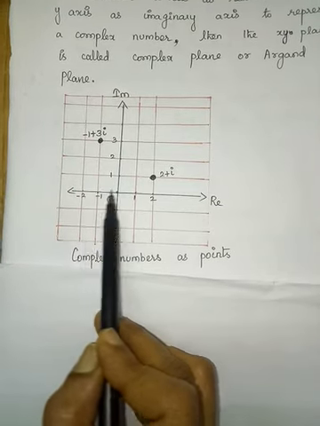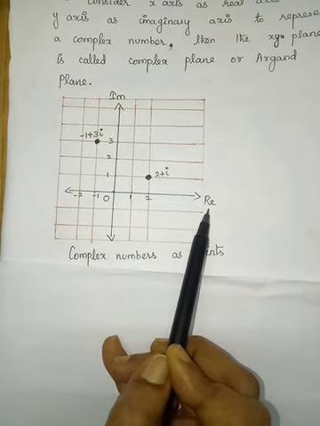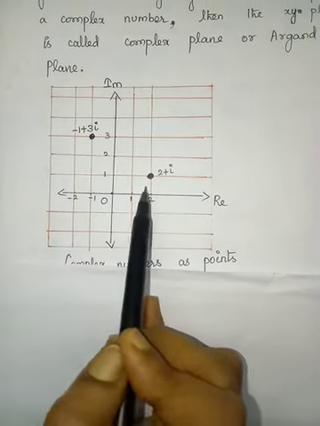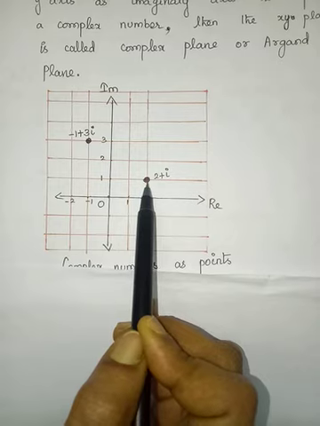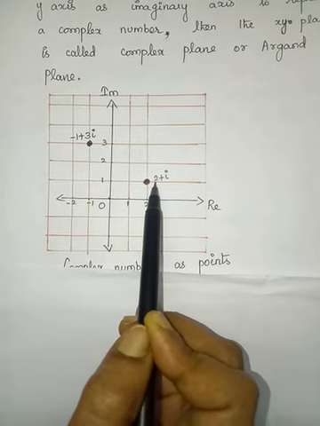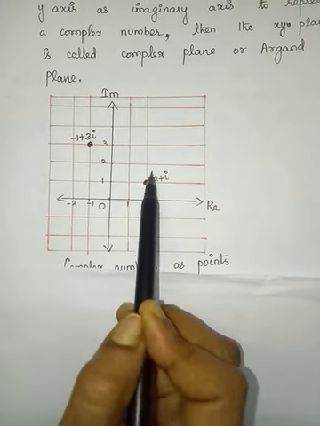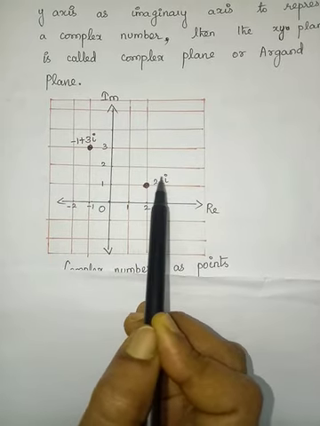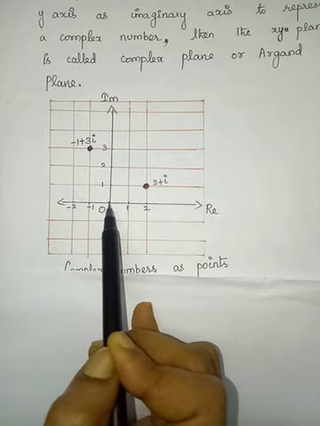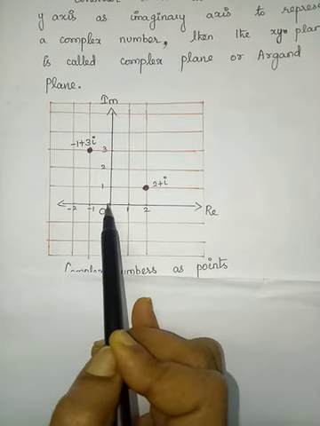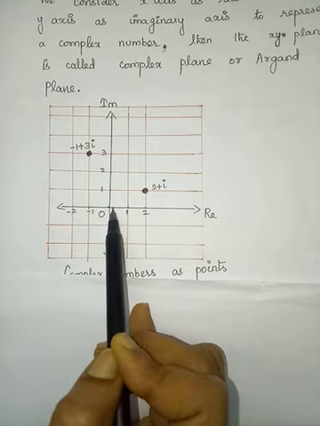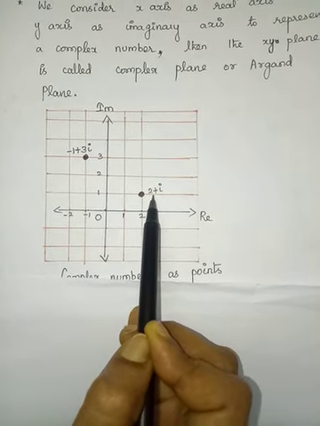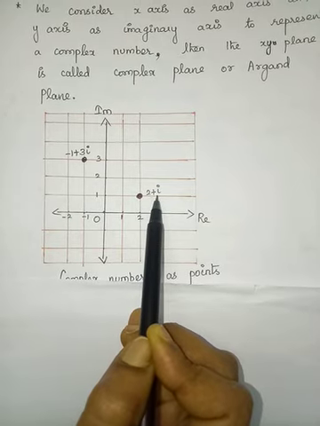See that I have taken the x-axis as the real axis and the y-axis as the imaginary axis. This point represents the complex number 2 plus i. So 2 plus i is determined as the point 2 comma 1. Yes or no? On the real axis I have taken 2 units and on the imaginary axis I have taken 1 unit. Therefore this point is represented by the complex number 2 plus i.